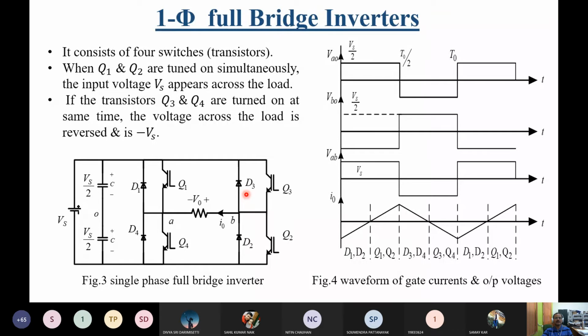Here also it is the same case. If D3 is conducting, you cannot turn on Q3. Or if Q3 is conducting, you cannot turn on D3. Similarly for all parallel combinations. And one more thing, two switches in the same leg should not be turned on simultaneously, otherwise there will be a short circuit.